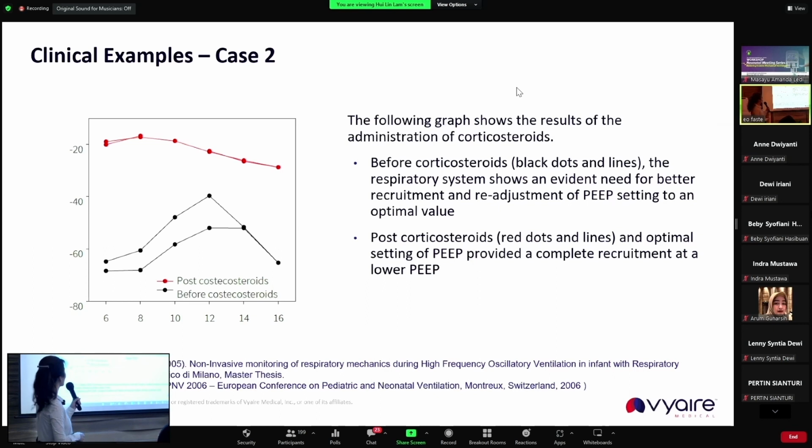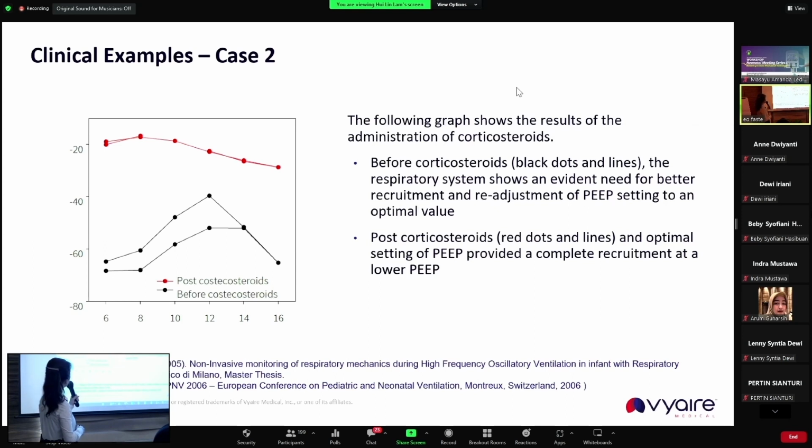12, right? Yeah, so this is where we get the best compliance. Then after which, you can see that after they actually give steroids to the patients and the patient's lungs improve better. So after the recruitment, you can see that it actually opens up the patient's lungs already. And then we are able to actually use lower PEEP for the patient to completely open up the patient's lungs before it goes to overdistension.